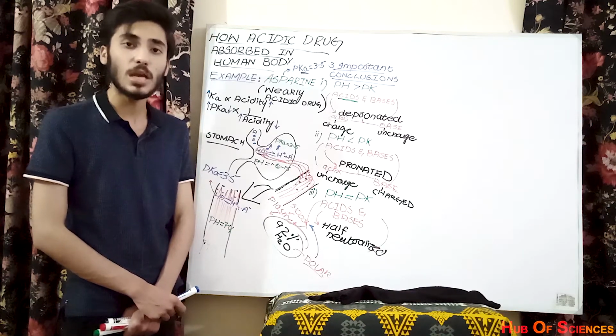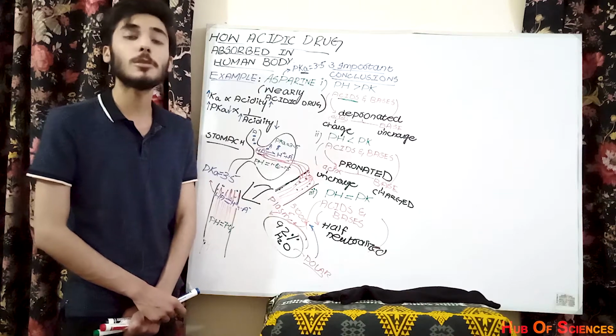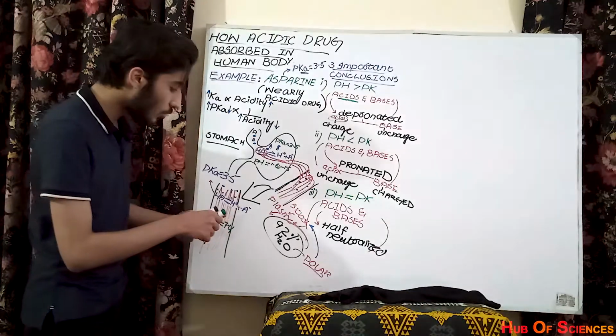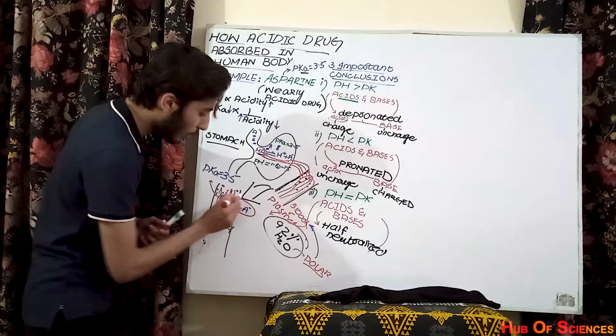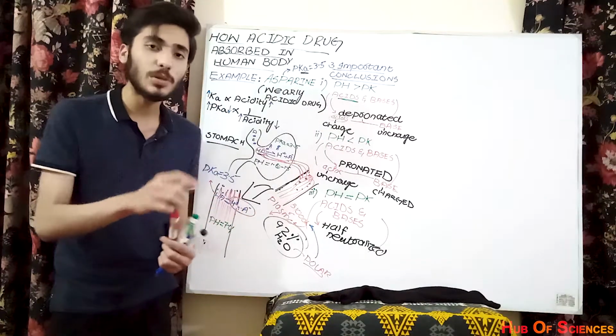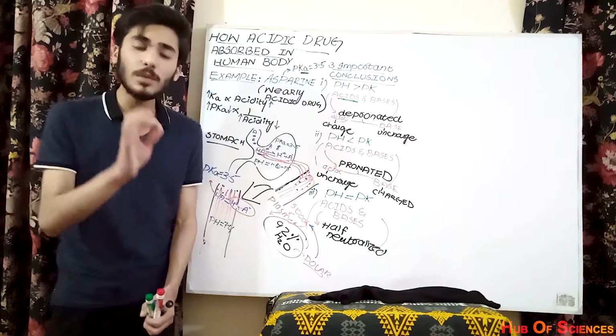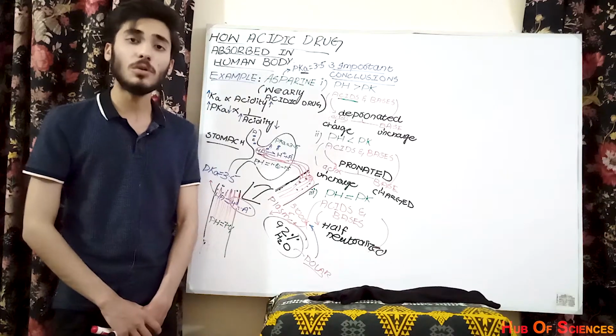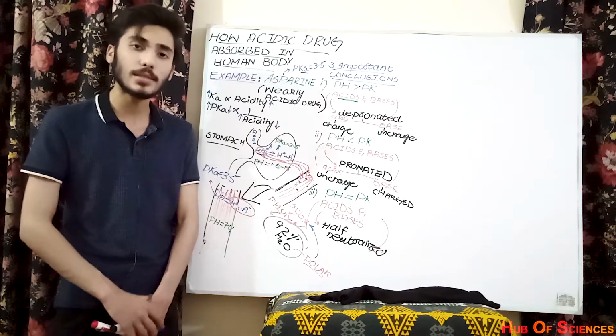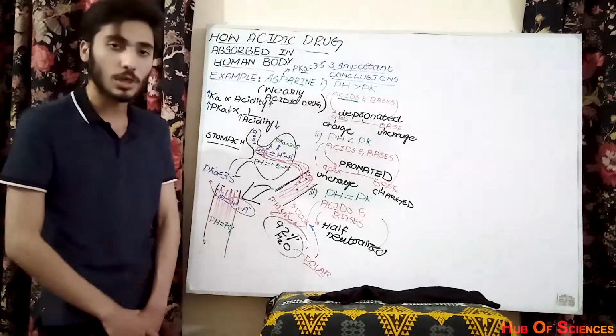This suggests that the aspirin will exist more abundantly in its charged form. What is its charged form? Its charged form is the deprotonated form. So aspirin will exist abundantly in this charged form. Meaning if 100% of the aspirin enters the blood, then 80% of the aspirin will exist in the deprotonated or charged form, while the remaining 20% will exist in the uncharged or protonated form.